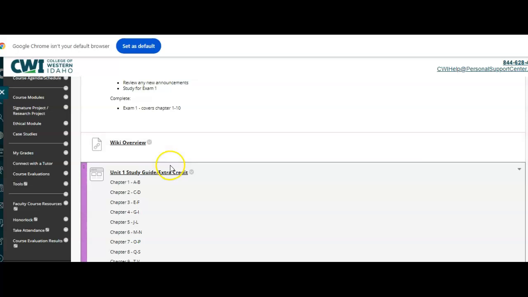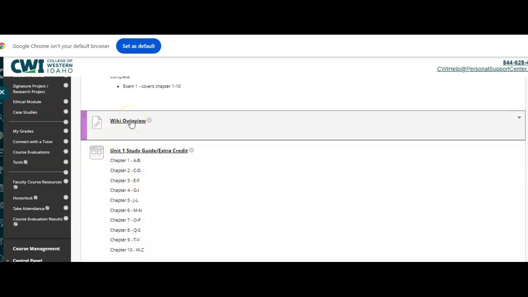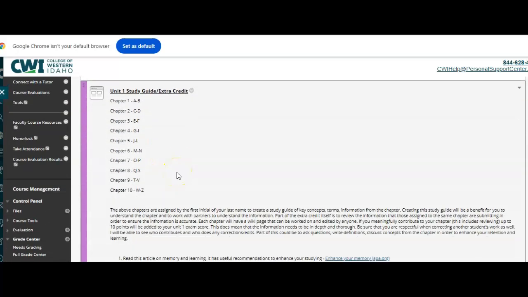If you go to the week 9 module, you will be able to find an extra credit opportunity to create a study guide with the assistance of your classmates. This is using the wiki page in Blackboard. So you can click this to have a wiki overview. So you'll see the instructions here.